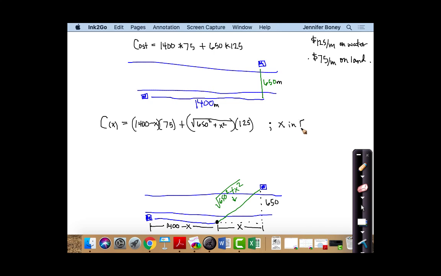If it comes out otherwise, well, then we're not going to use it. X could be 0, in which case we'd have this situation. X is 0, then that first part's just 1400. X could be 1400, in which case it'd be the all underwater situation. And anything in between is going to be a mixture.